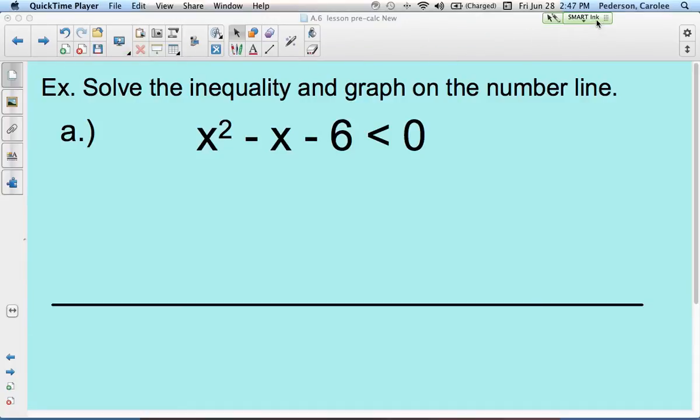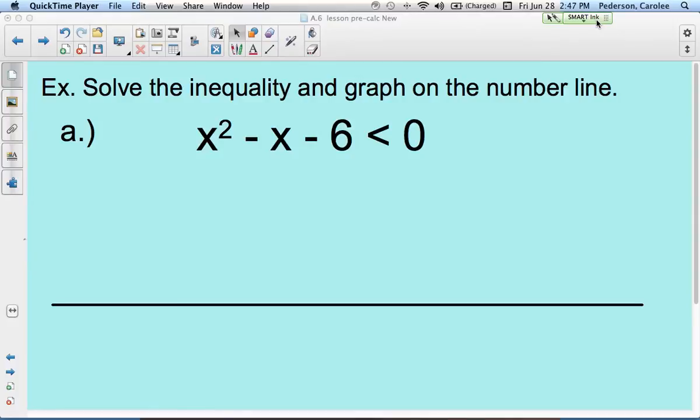All right, we want to solve this inequality and graph it on a number line. What we have is a quadratic inequality. It's x squared minus x minus 6 is less than 0. We want to find out what intervals make this true for x squared minus x minus 6 less than 0.